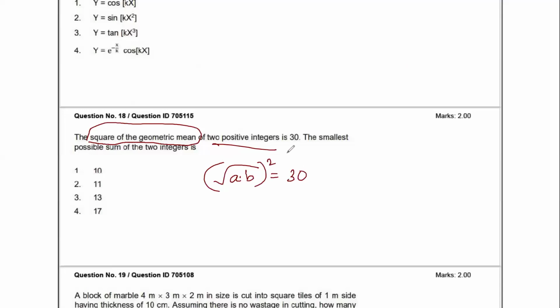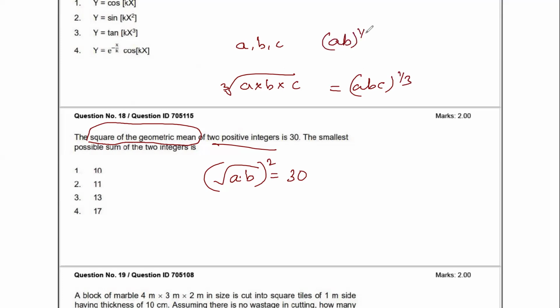is 30. First of all, remember geometric mean: suppose there are three numbers a, b, c, and you have to find the geometric mean of this. Then you multiply a, b, c and take the cube root of it, not square root, cube root, which is basically abc raised to 1/3. So when there are two numbers a and b, you take the multiplication of ab and raise it to power half, meaning you're taking the square root of ab. That gives you the geometric mean.